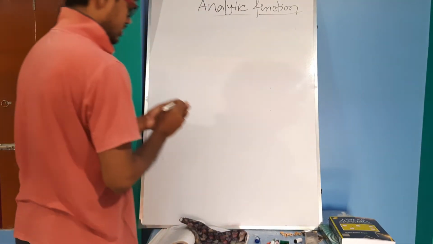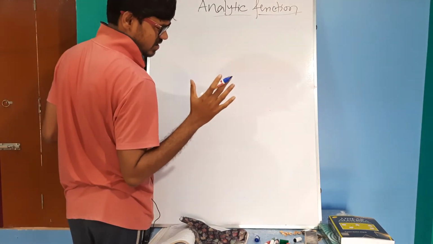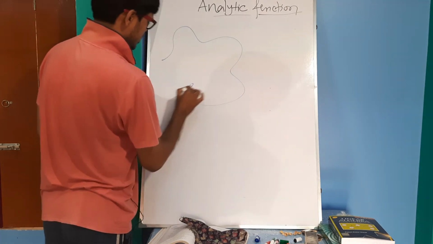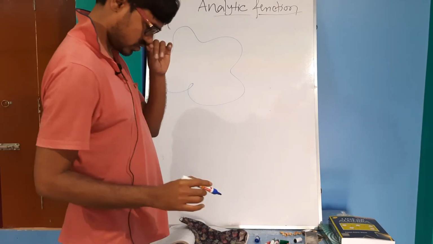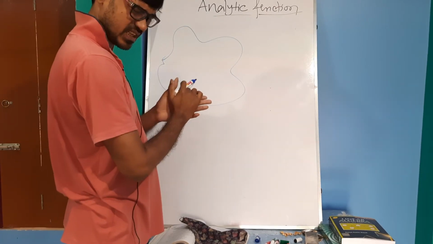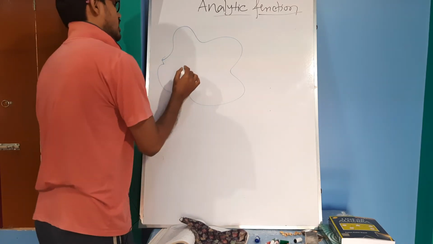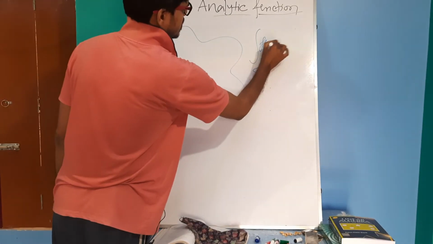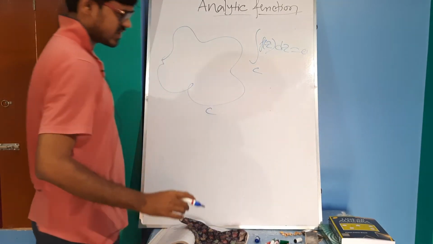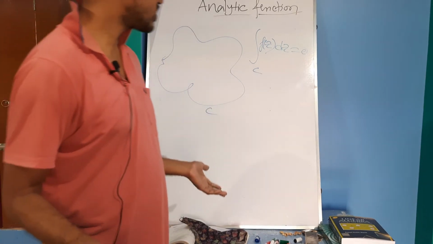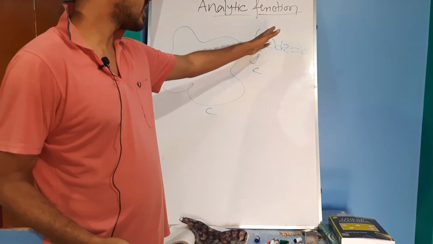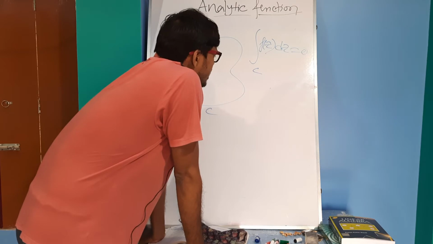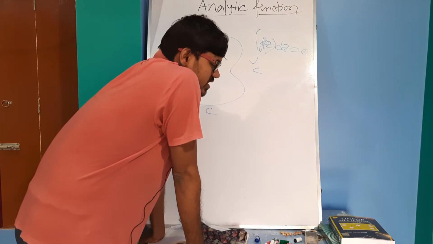So let's start with another topic, Cauchy integral formula, Cauchy theorem. What is Cauchy theorem? Suppose this is a closed contour, just take it as a closed curve, and the integral of f of z dz will be equal to 0 as per Cauchy theorem. How is it possible? If the function is analytic on a closed curve C, then the integral is 0.